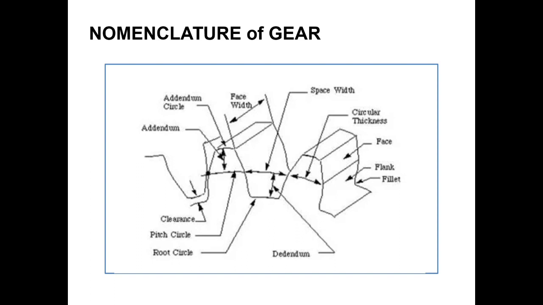First, let's look at the nomenclature of gear: addendum circle, addendum, clearance, pitch circle, root circle, dedendum, fillet, flank, face, circular thickness, space width, face width. Now let's look at each individual topic.